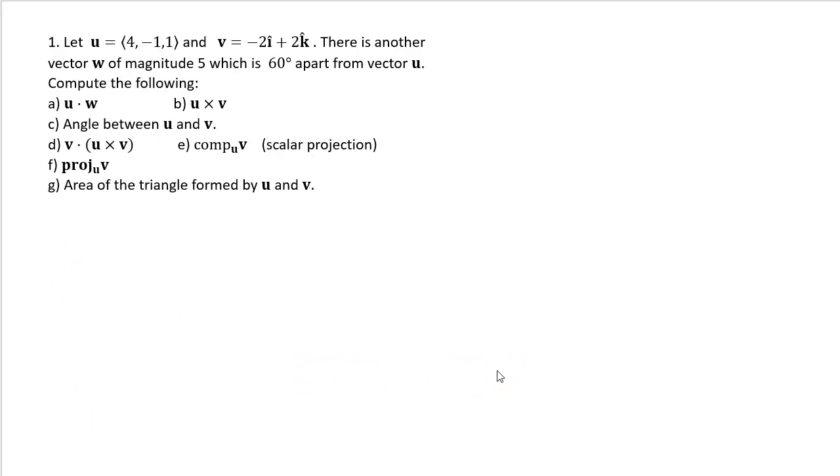Okay, so we have these three vectors, and you're asked to compute these various operations: dot products, cross products, components and projections. So let's see. First, u dot v. There are actually two types of formulas for u dot v, right?